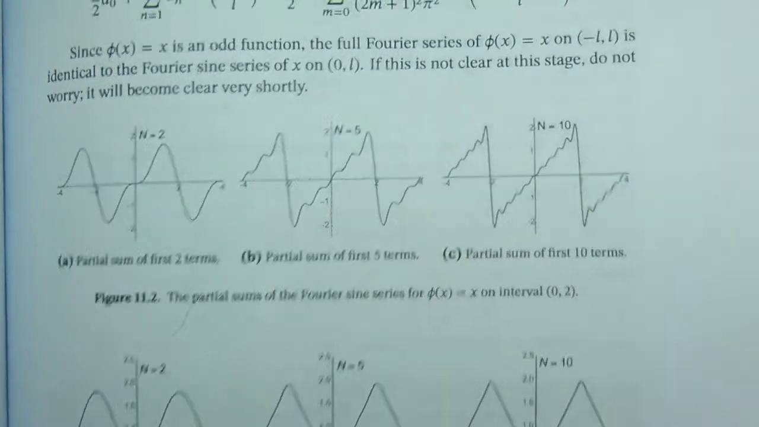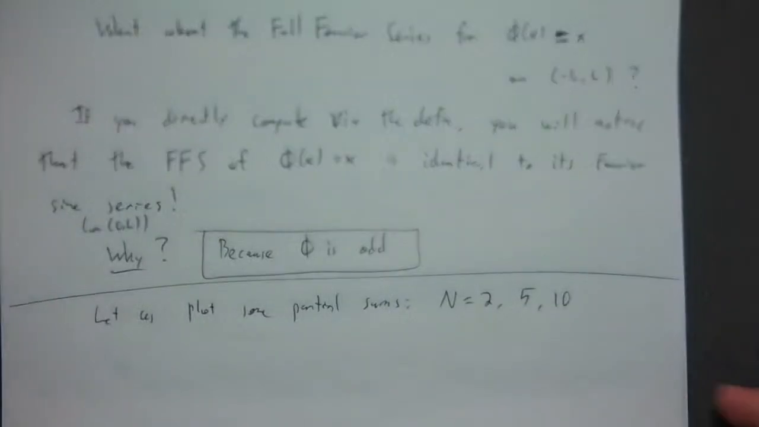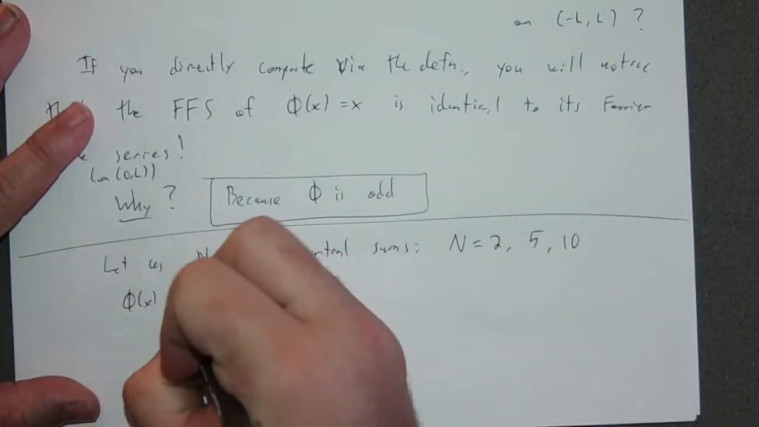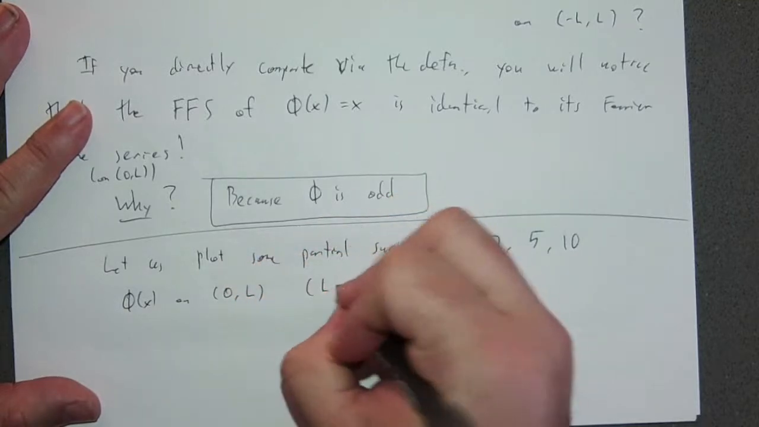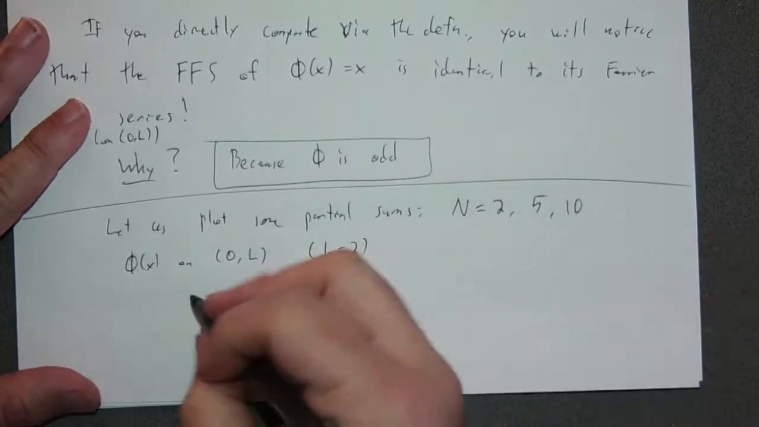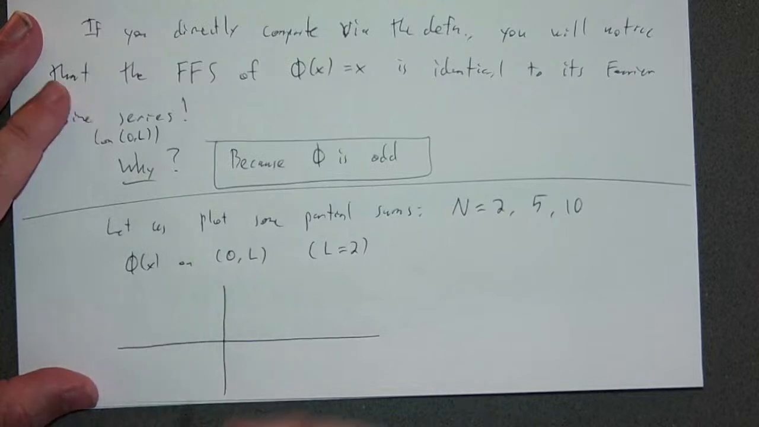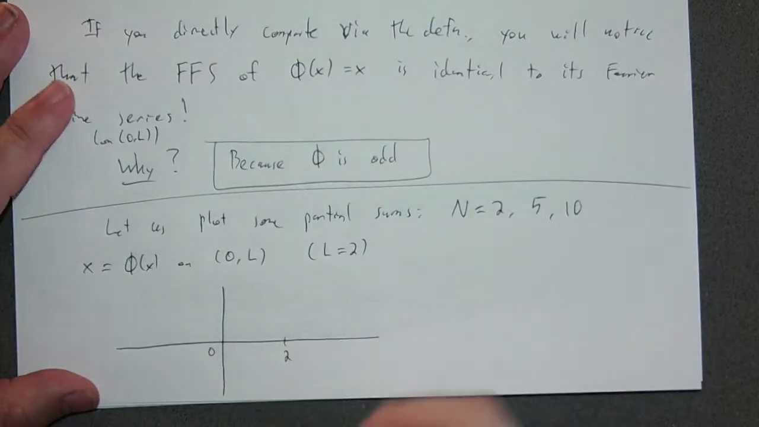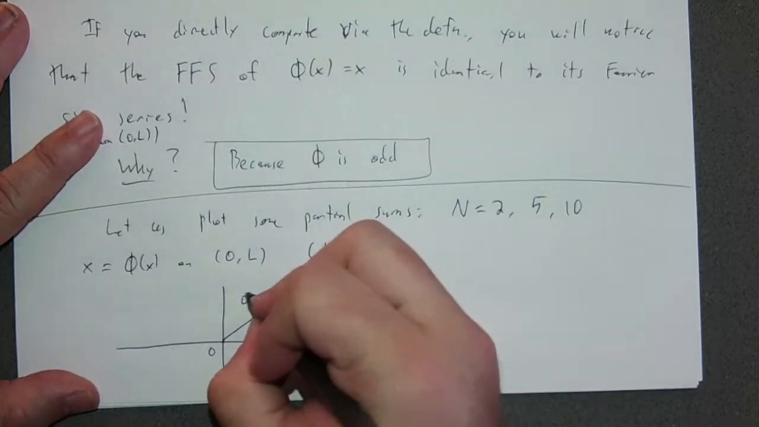So again, our phi of x, maybe I should stress this. Let's go back here. So we are talking about phi of x on, we'll say 0 to L, and we'll take L to be 2, okay, like we did in the previous example. So phi of x, we've said, is x in this example. And so let's say here's 0, here's 2. So there's phi of x.